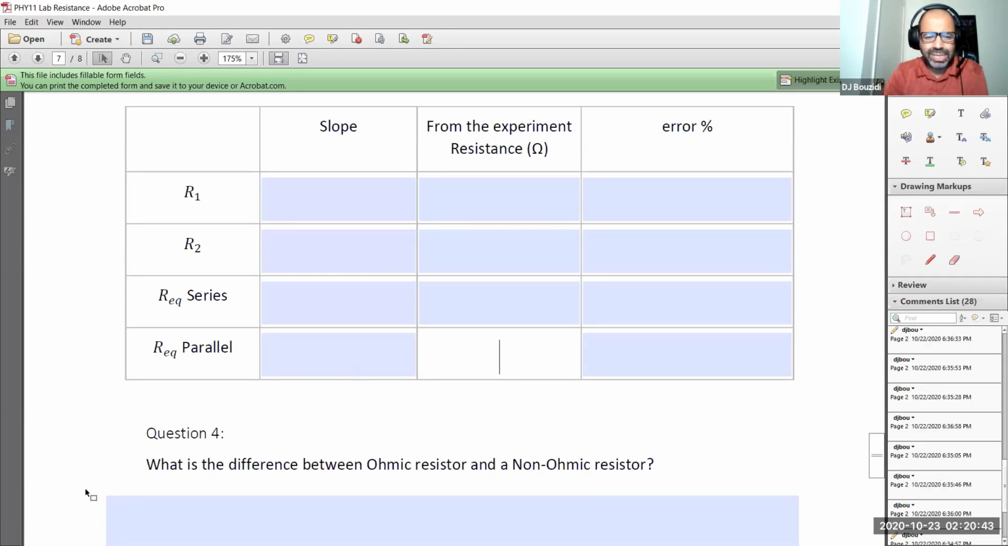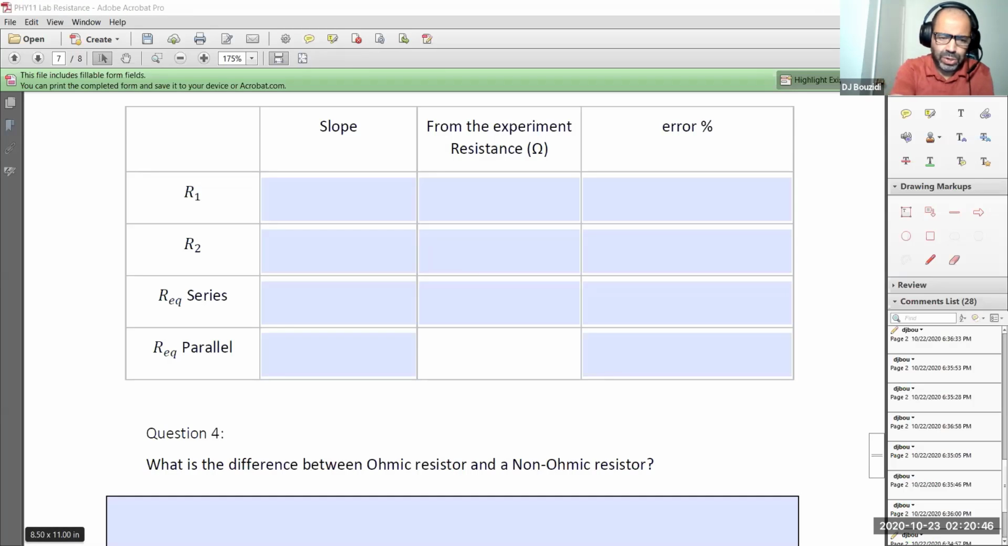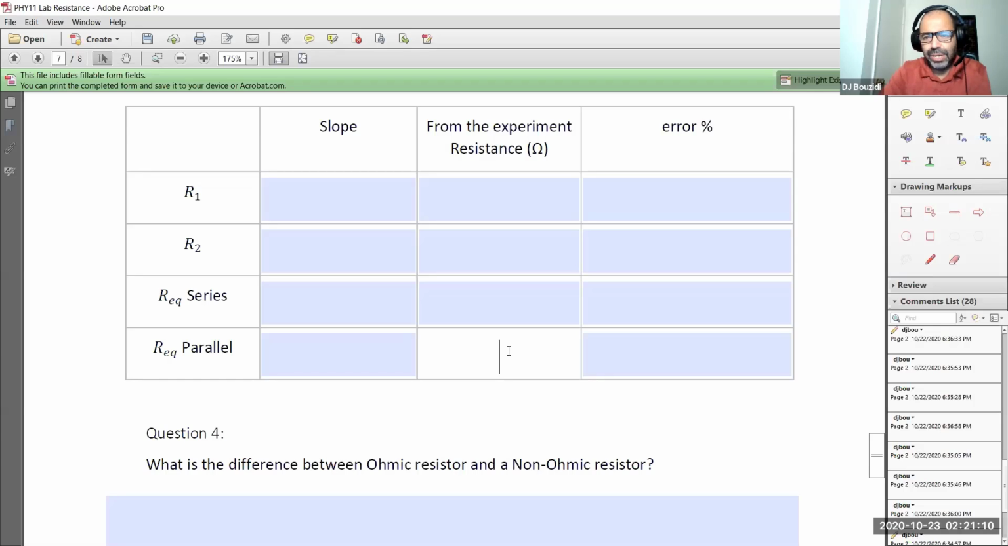This should be 1 over 10 plus 1 over 5, the whole thing is inverted, okay? So this should be 10 over 3, and 10 over 3 is 3.33, okay? Here, it should be 3.33 ohms, okay? Whereas in here, it's the slope, whatever that slope is. So this should be close to 3.33. Again, you use the same formula to find the percentage error, okay?